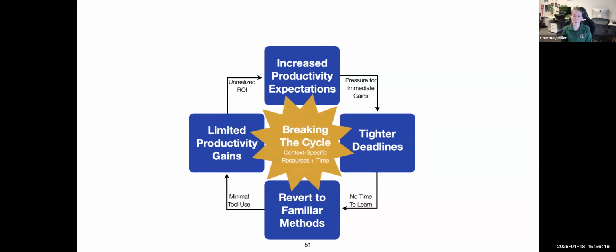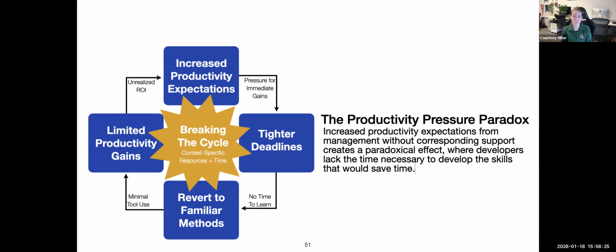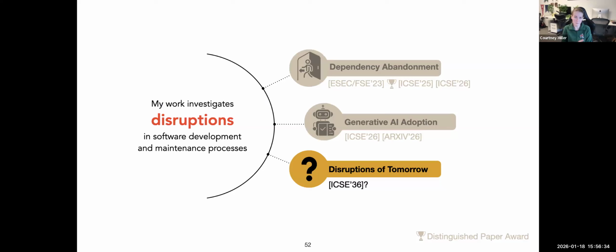Now, we refer to this self-perpetuating organizational dynamic as the productivity pressure paradox, where increased productivity expectations from management without corresponding support creates a paradoxical effect where developers lack the time necessary to develop the skills that would save time.